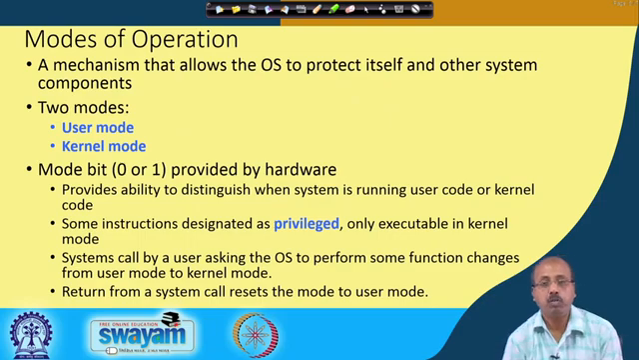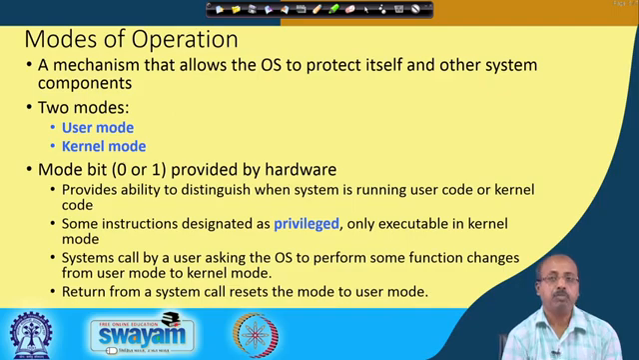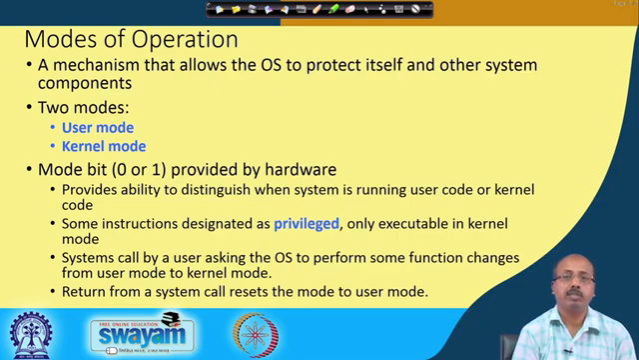Now, if you look into the modes of operation of an operating system, there is a mechanism that allows the OS to protect itself and other system components. This is known as user mode and kernel mode. There is a mode bit provided by the hardware designer. If you look into any processor design, there will be a mode bit in the processor status register.